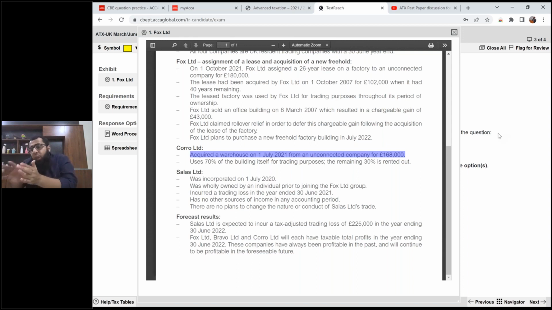75% group is not for CGT. It is for trading, non-trading loss, property losses. It is for different things, whereas capital gains group is for capital gain and loss. Okay.